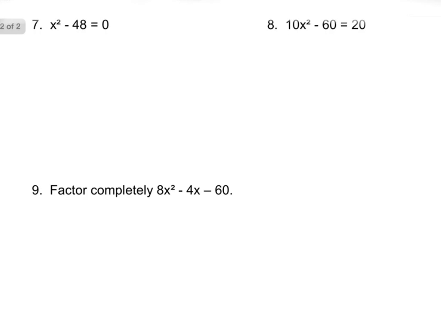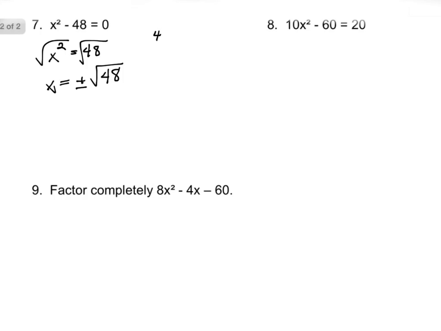Alright, let's do a few more examples. Okay. Again, move the 48 over. So you have x squared is equal to 48. Square root both sides. So x is equal to plus or minus the square root of 48. Well, I can't take a nice even square root of 48. So this is where the simplifying under the radical comes into play.